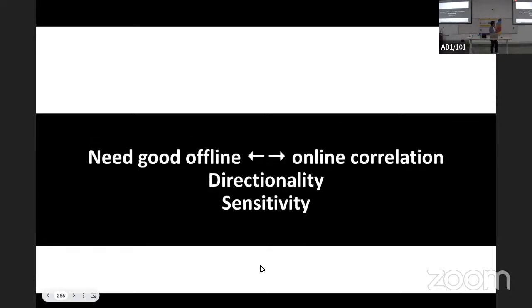I'm sorry, this is a lot of black and white in the image. But at least the offline and online should be correlated directionally. If you say that model 3 is better than model 2 is better than model 1 in the offline evaluation, in the A/B test, this should hold.